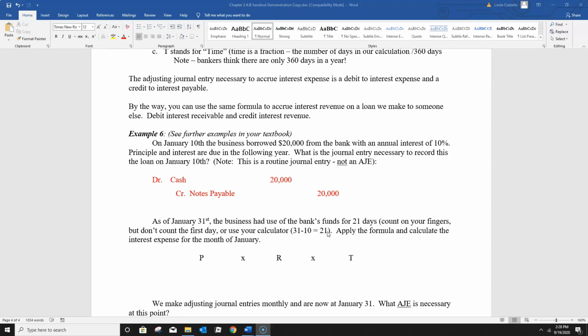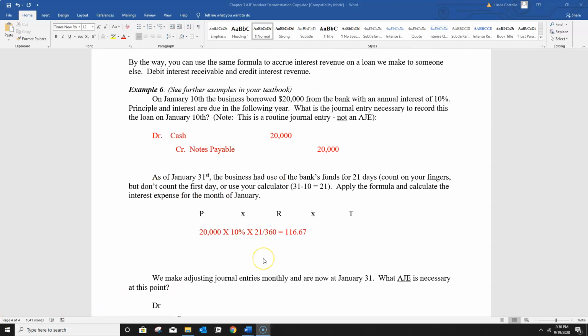Apply the formula and calculate interest expense for the month of January. Please pause the video, do that calculation, then start the video again to check your work. Did you calculate $116.67? Principal of $20,000 times 10% annual interest rate times 21 days out of 360 days, or 21 over 360, equals $116.67.